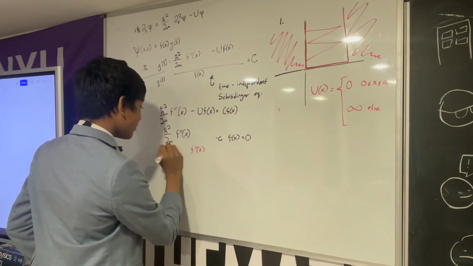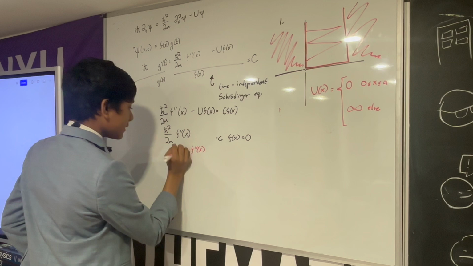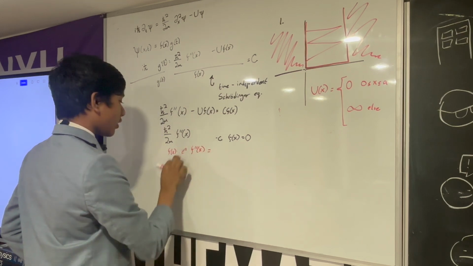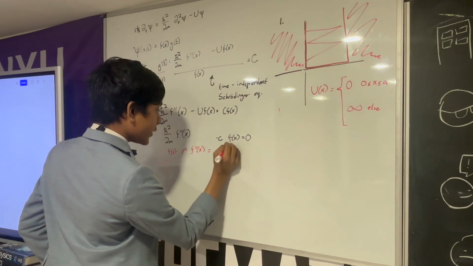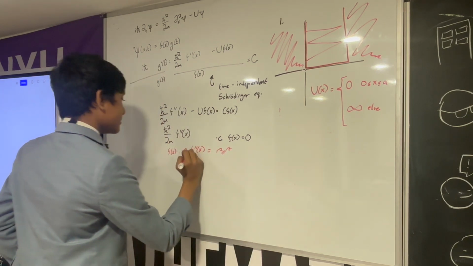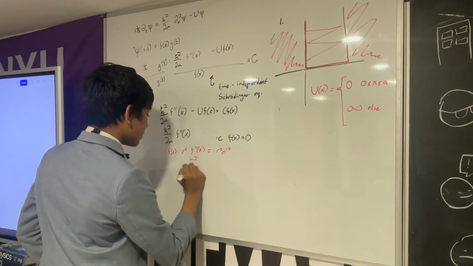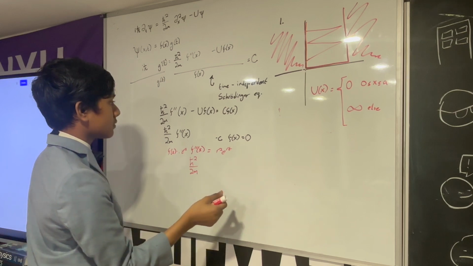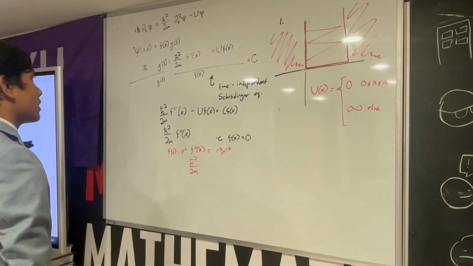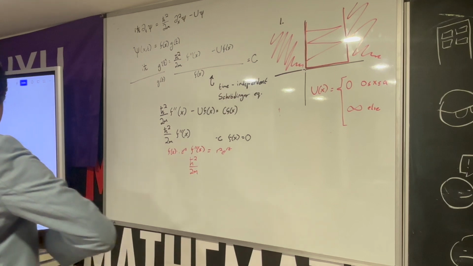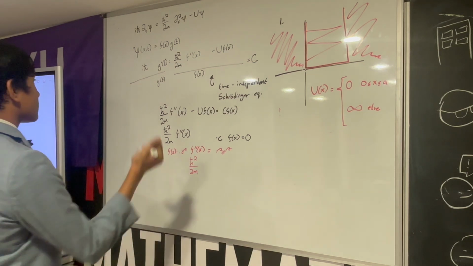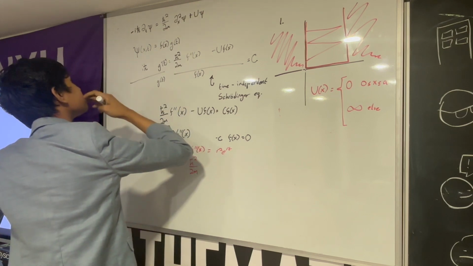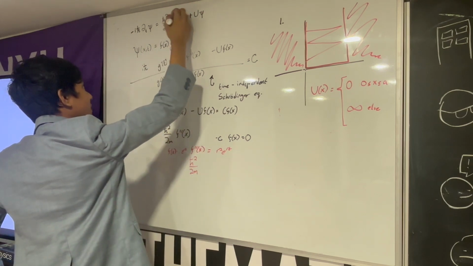So if f of x is equal to e to the rt, then f prime prime of x is r squared e to the rt, which means you get h bar squared over 2m. Yeah, there's a sign. Yup. Crap. This is minus, this is plus. Yeah, these two have the same sign.